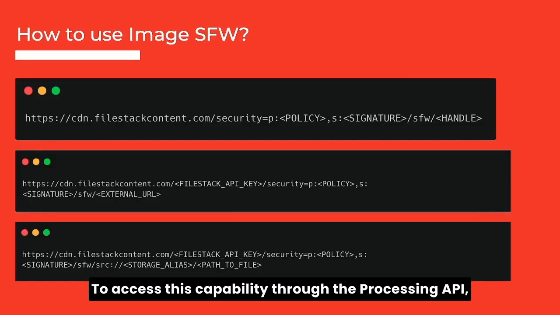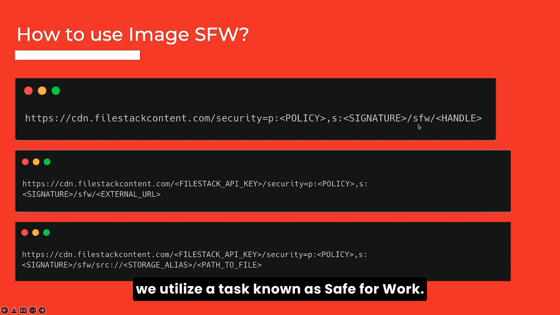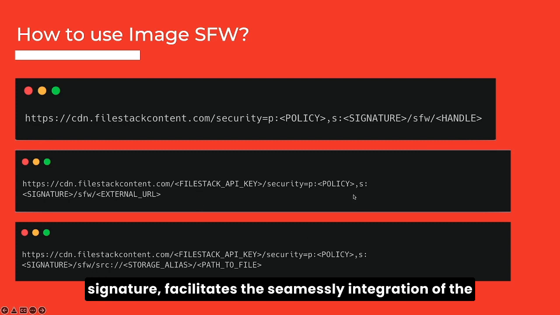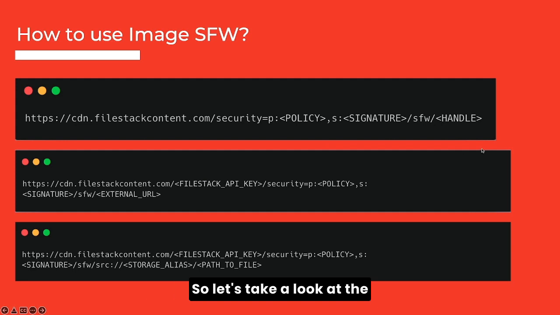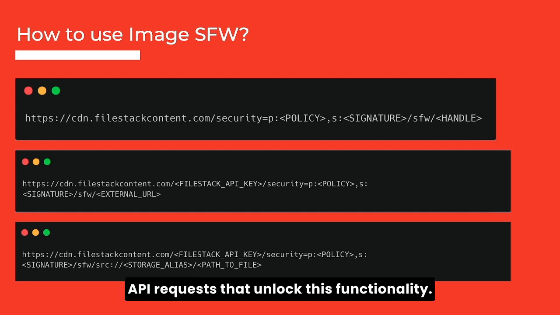Let's roll up our sleeves and dive into how to harness the power of the Image Safe for Work feature. To access this capability through the Processing API, we utilize a task known as Safe for Work. This task, combined with security policies and signature, facilitates the seamless integration of the Safe for Work feature into your workflow. So let's take a look at the API requests that unlock this functionality.